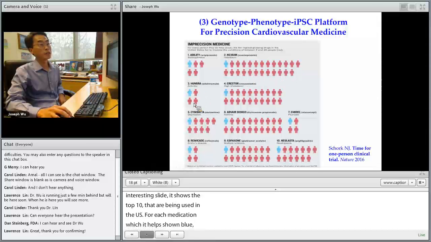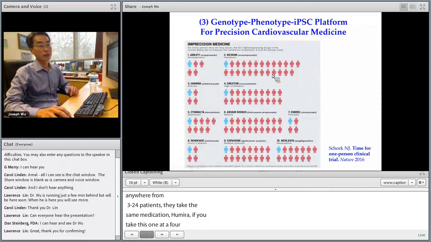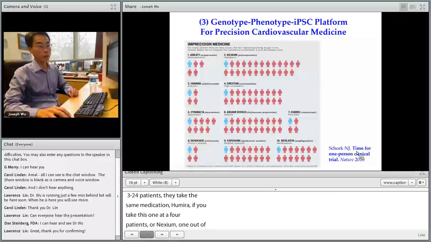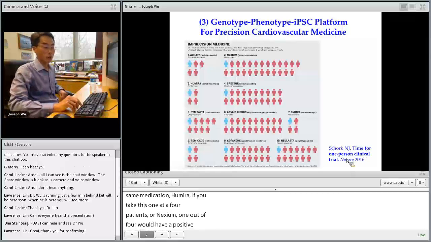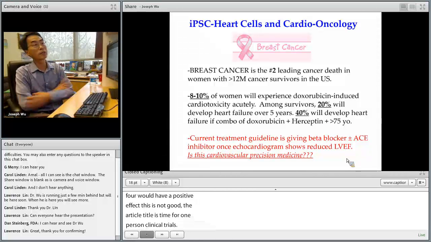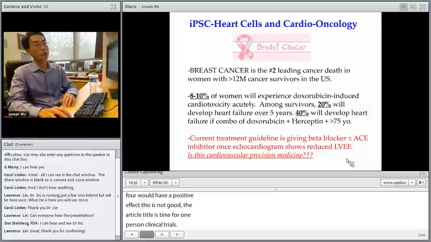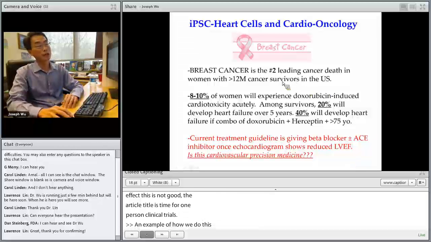For example, if you take Humira, 1 out of 4 patients would have a positive effect. And if you take Nexium, only 1 out of every 24 patients would have a positive effect. So this is actually not very good, and that's why the article's title is "It's Time for a One-Person Clinical Trial." I want to give you an example of how we do this with iPSC cardiomyocytes in cardiac oncology. The example is breast cancer.